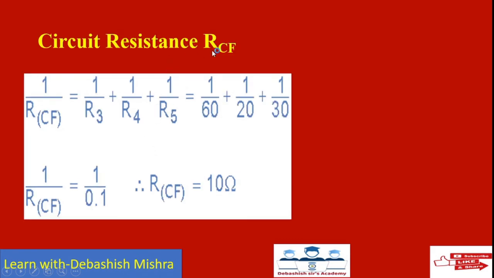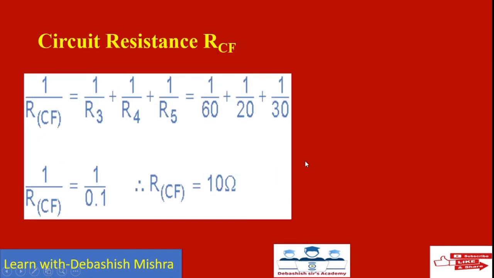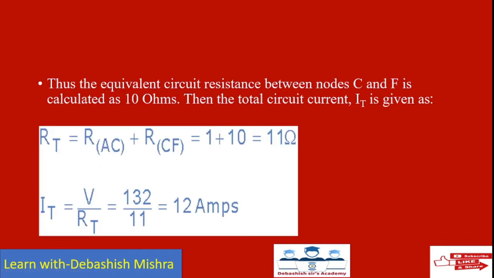Now the circuit resistance RCF. R3, R4 and R5 are connected in parallel, so it is 1 by 60 plus 1 by 20 plus 1 by 30, you will get 1 by 0.1, so RCF will be 10 ohm. Thus the equivalent circuit resistance between node C and F is 10 ohm. For finding IT we have to find RT. RT will be RAC plus RCF, so 1 plus 10 is equal to 11 ohm.